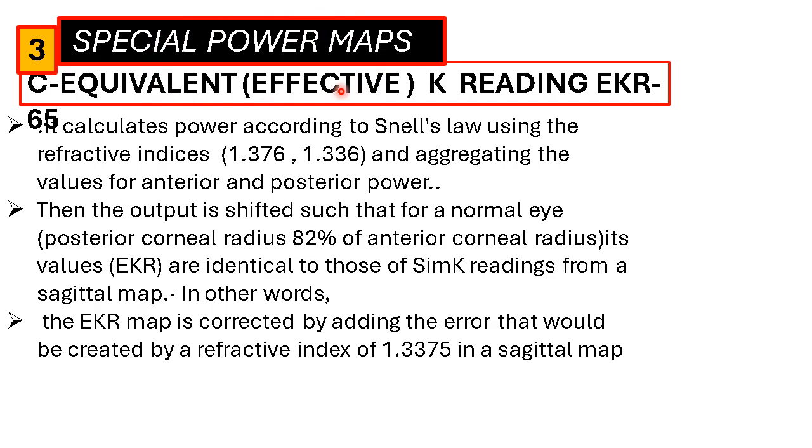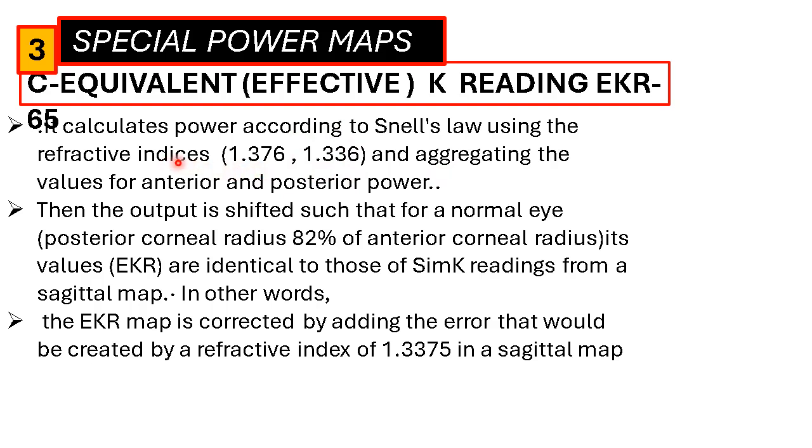Now, how is it calculated by the machine itself? It assumes the net power of the cornea by calculating the power of the anterior surface and the posterior surface of the cornea, taking into consideration Snell's law based on the radius of curvature of the anterior and posterior surface of the cornea, and the refractive index of the anterior surface and posterior surface of the cornea. This is the real refractive index of the anterior surface, that's 1.376, and this is the refractive index of the posterior surface of the cornea, 1.33, because the posterior surface is facing the aqueous and the anterior surface is facing the air.